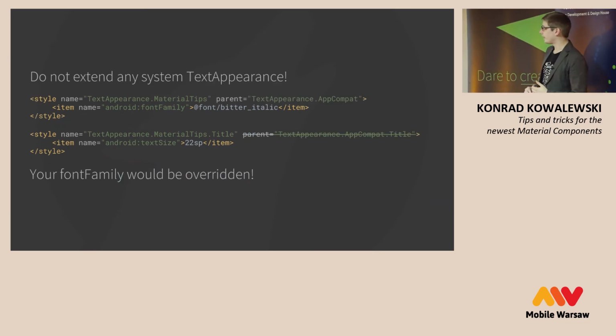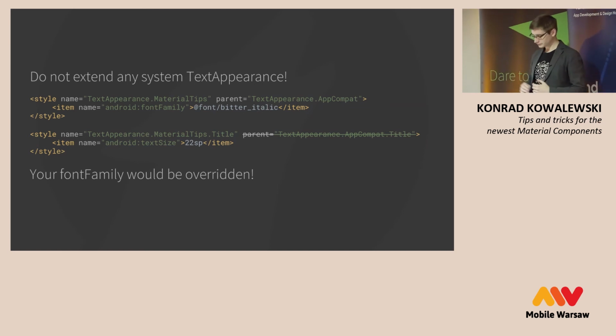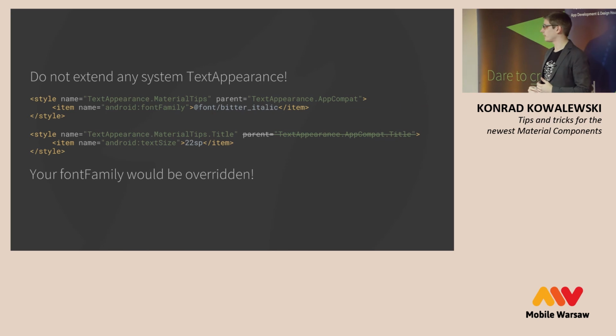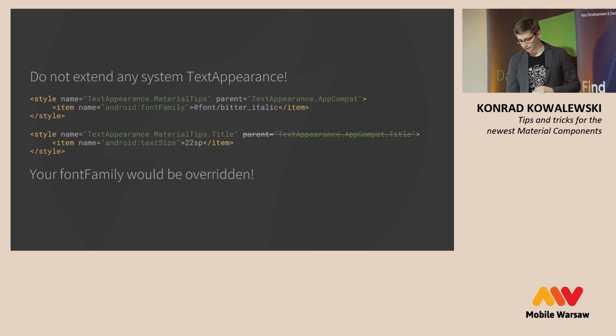But you have to be careful. If you'd like to extend a text appearance that comes directly from the AppCompat theme or from the Material Components theme, you have to know that it will overwrite the font family that you've set in the style that you are extending, because of the fact that we talked about earlier. The parent also always wins above the dot notation that is used here. So basically, you shouldn't extend via the parent attribute if you'd like to create a new text appearance with your font.